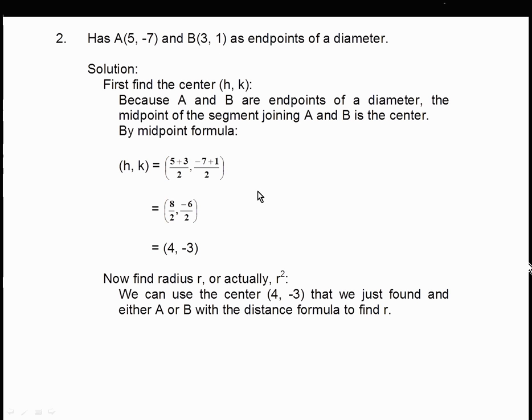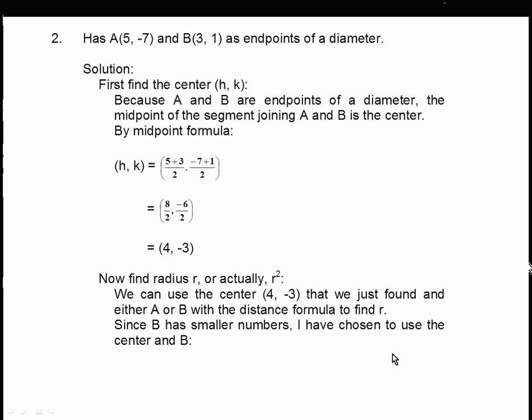The numbers are smaller, and there are no minuses. I've already got enough minuses in the center. So since B has smaller numbers, I have chosen to use the center and B. So H, K is 4, -3, B is 3, 1. Remember, the distance between them, that's the radius.